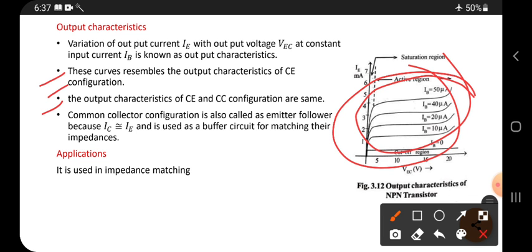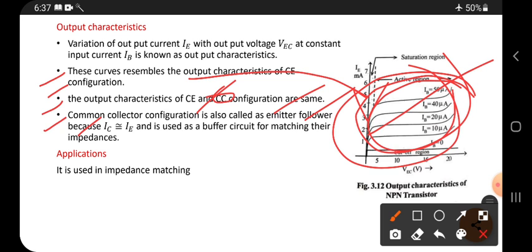The output characteristics of CE and CC configurations are the same. Whatever is present in CE, the same values are present in CC. Common collector configuration is also called an emitter follower. Why? Because however much emitter current is present, the same collector-side current follows it. That is why it is called an emitter follower.